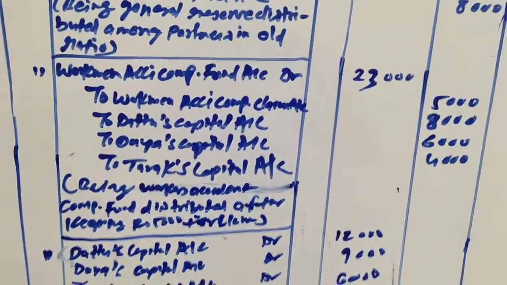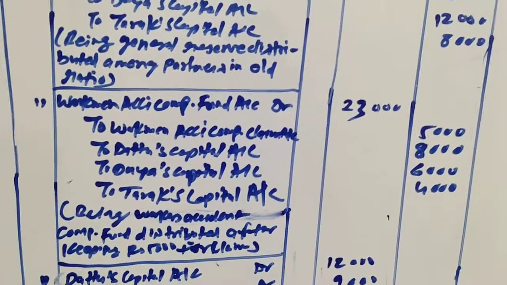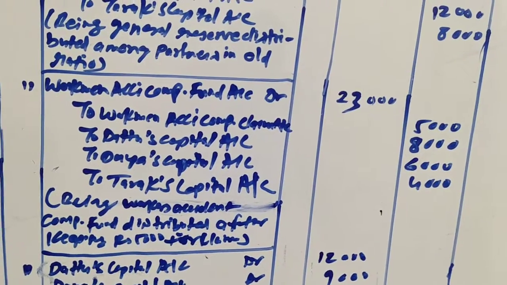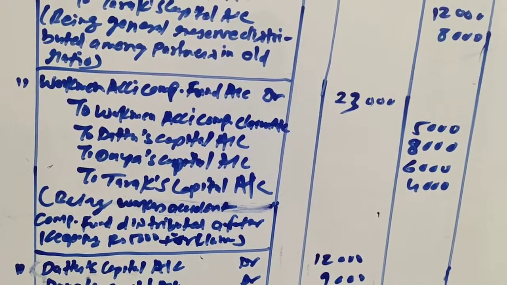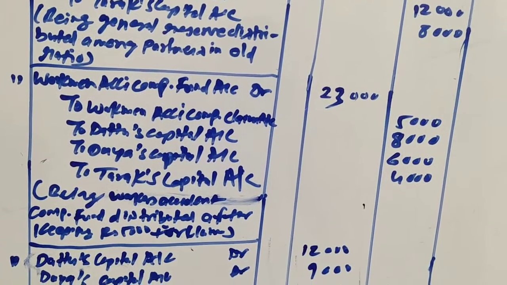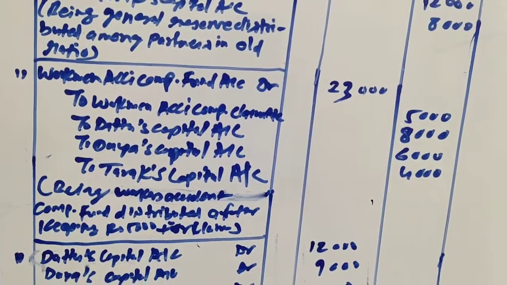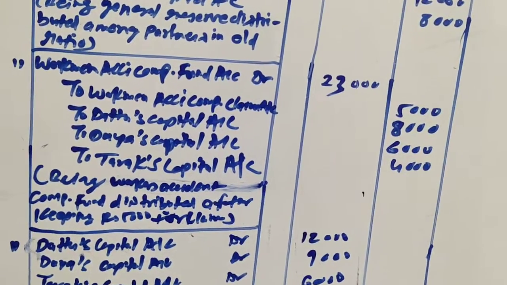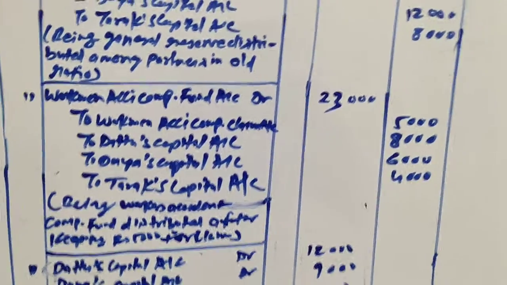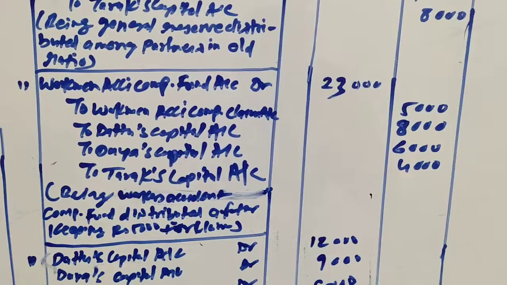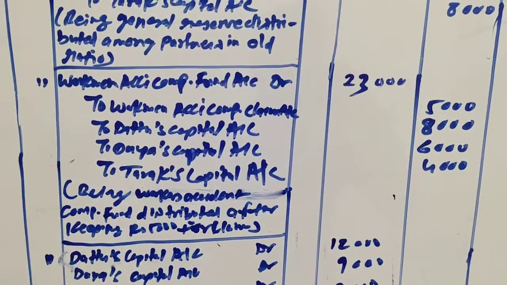Now my friends, the journal entry for the same will be: workman accident compensation fund account debit 23,000, to workman accident compensation claim account 5,000, to Dattu's capital account 8,000, to Daya's capital account 6,000, to Tarak's capital account 4,000. So this 23,000 amount is distributed like this: 8 to Dattu, 6 to Daya and 4 to Tarak, and 5,000 is converted into the claim.